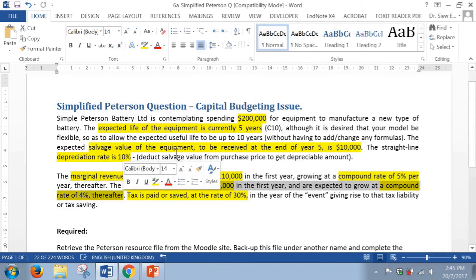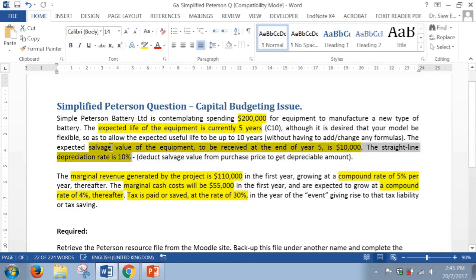It also requires knowledge of some depreciation, and requires the IF statement because you're going to dispose of the asset at year 5. And this IF statement, you need to have this because after year 5, there's no more revenue and no more cash costs.